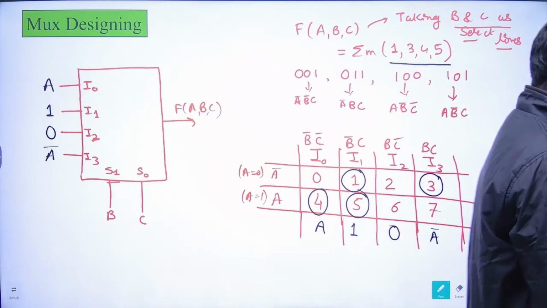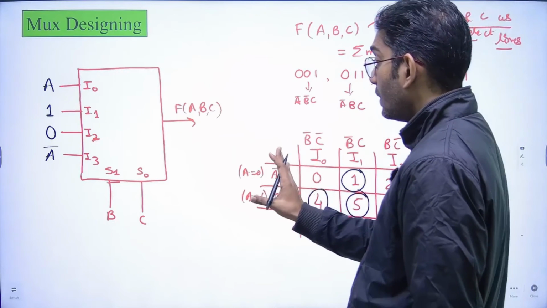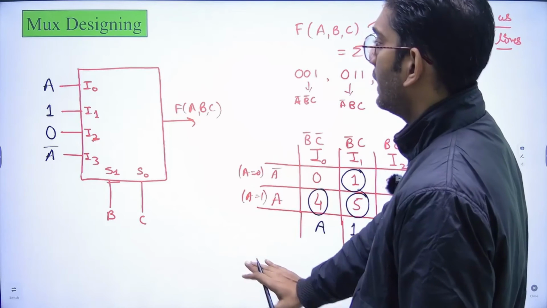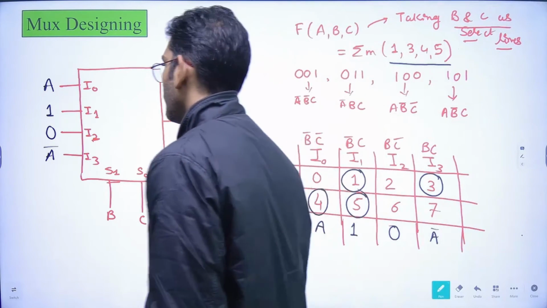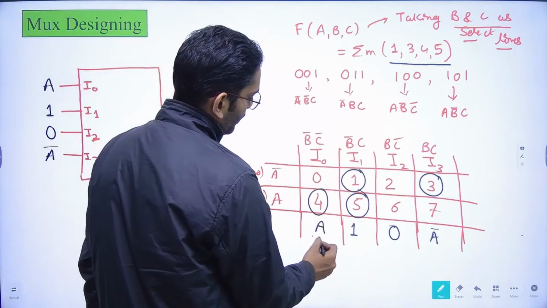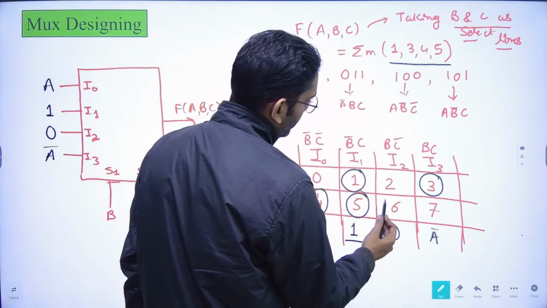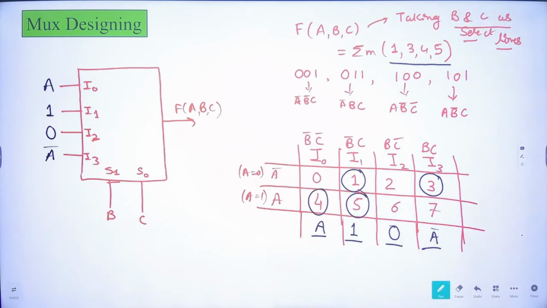So when we were given the option that you have to take B and C as the select lines, and based on this particular function you have to design the MUX, we have done it in this format. So for I0 we would give A, for I1 we would give 1, for I2 we would give 0, and for I3 we would give A bar or A complement.